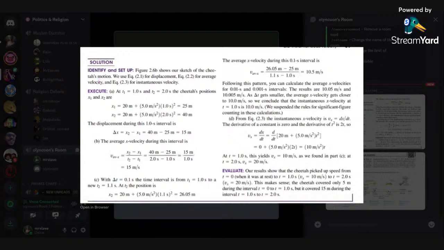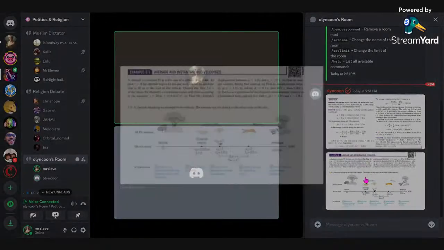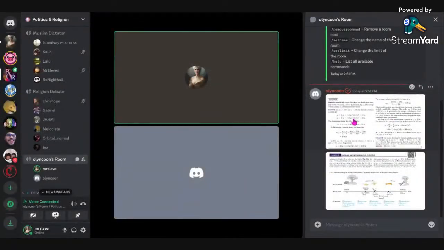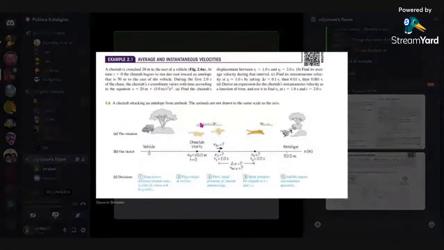So, identify and set up figure 2.6b, whereas I see a B. I don't see the figure. You see where it says 2.6? Oh, there, I see another page. Oh, this is 2.6. And what did they say? Figure 2.6b. Okay, so we need to look at this.